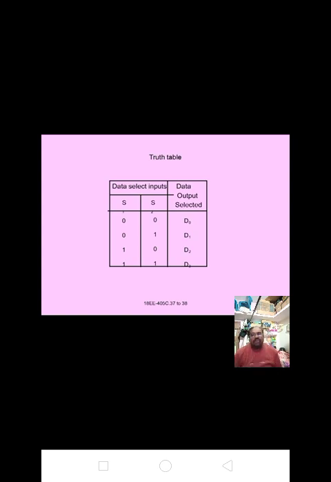Here I have given the truth table also. S1, S0 is 0, 0: if we enable the data, D0 will be the output. 0, 1 gives D1, 1, 0 gives D2 and 1, 1 gives D3.